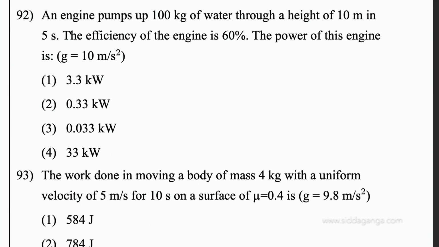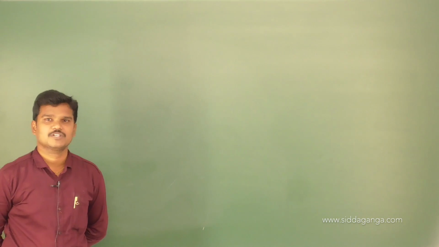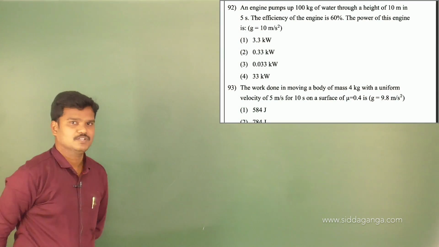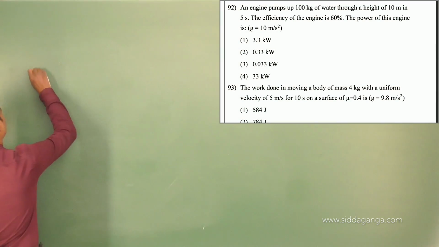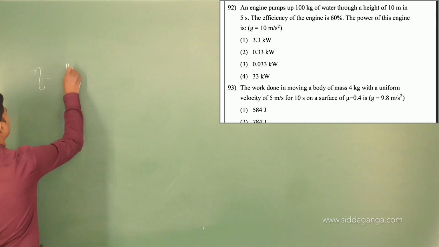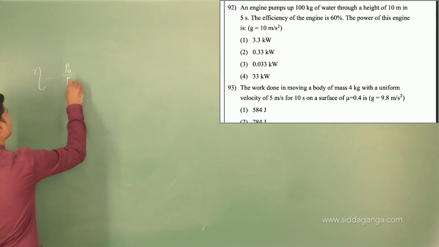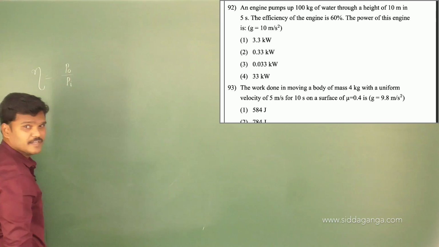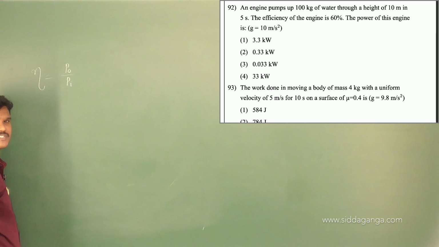An engine pumps up 100 kg of water through a height of 10 meter in 5 seconds. The efficiency of the engine is 60%. The power of this engine is, I think you know the formula for efficiency. What is the efficiency of the engine? Efficiency is nothing but output power by input power. If they ask the answer in terms of percentages, you can write the answer in percentages.